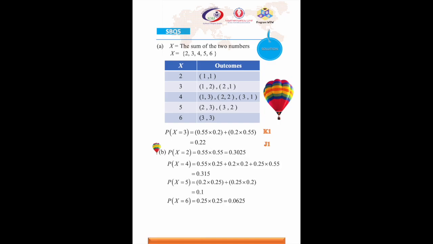And then we do the rest of the probabilities to make the table. So you need to show each and every step of your multiplication and addition. So you need to add brackets here. Okay, don't forget your brackets here. Okay, and then you're going to get all these probabilities.